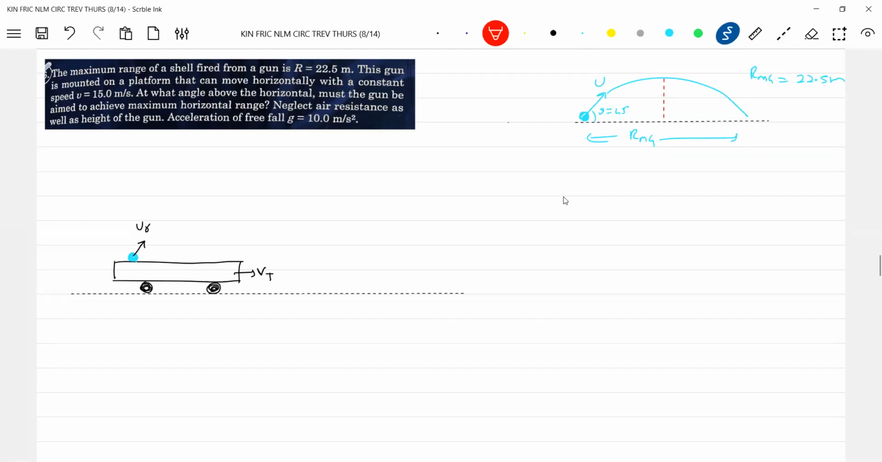Now what is this R max? It should be equal to U square by G. Therefore U, I'll get as root 225, which is 15, the initial speed. Now I know the velocity of the trolley. I'm going to project this at an angle, let me call that phi. Earlier I used theta, now let me take that as phi.